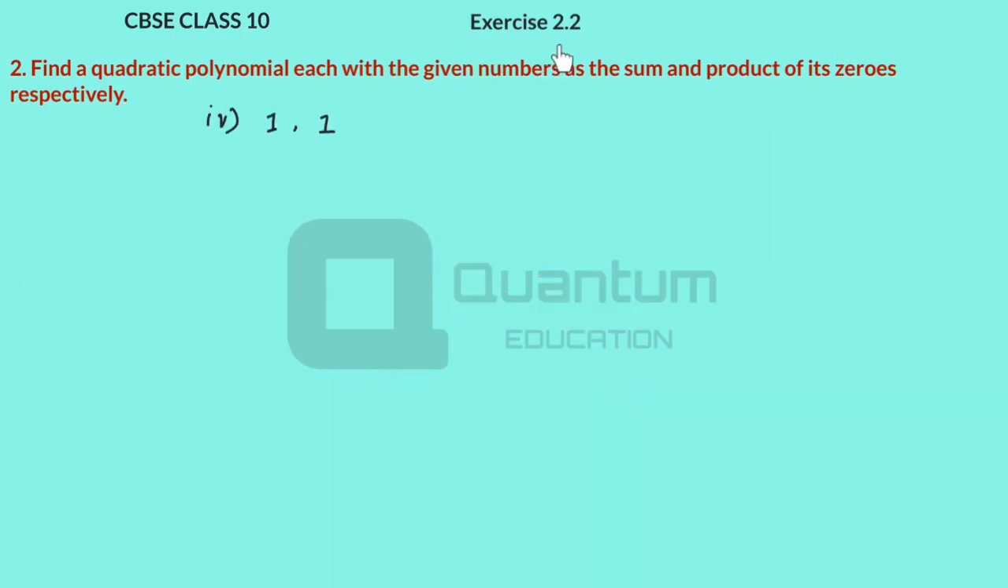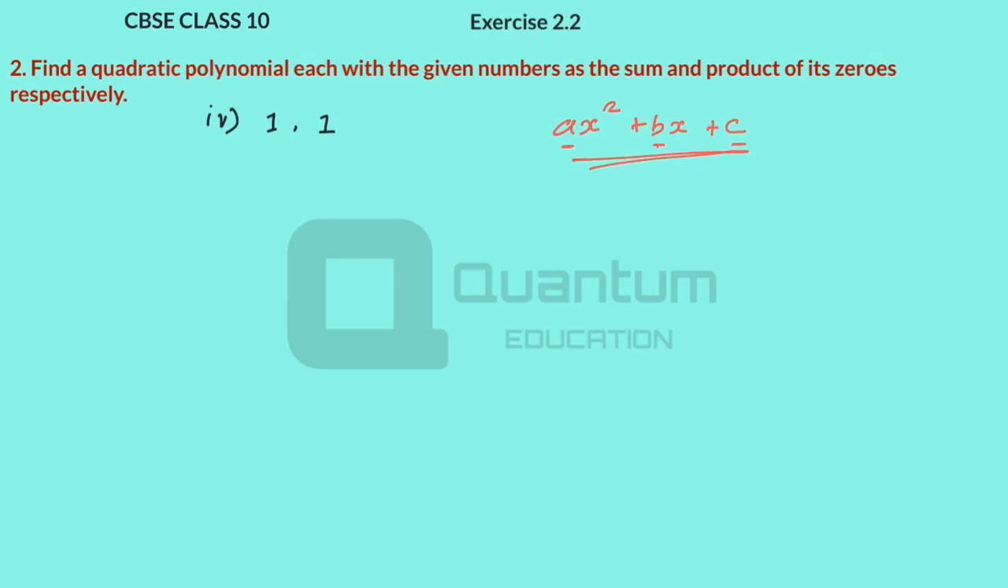Exercise 2.2, second question. Find a quadratic polynomial each with the given numbers as the sum and product of its zeros. We want to form a quadratic polynomial and we have the sum and product of its zeros. Sum is 1 and product is also 1. As we know, the general form of a quadratic equation is ax square plus bx plus c. So for that we need to find the value of a, value of b, and value of c.